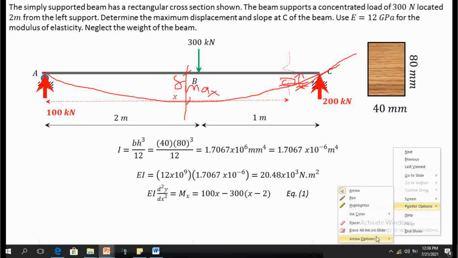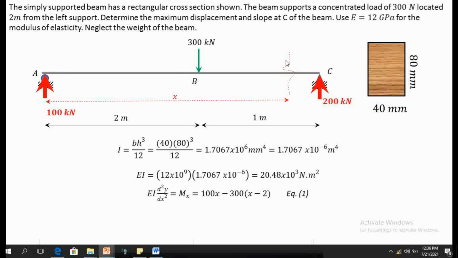So, ang moment equation ko, nag-cut ako ng plane between B to C. Then, I considered from point A hanggang kay cutting plane ko, nandun si point X. So, kapag magmo-moment itong 100 kN na to hanggang dun sa may cutting plane, that is 100 times X. Itong 300, kapag magmo-moment naman, that is 300 times, the distance is X minus 2. Again, that is my equation 1. That is my moment equation.